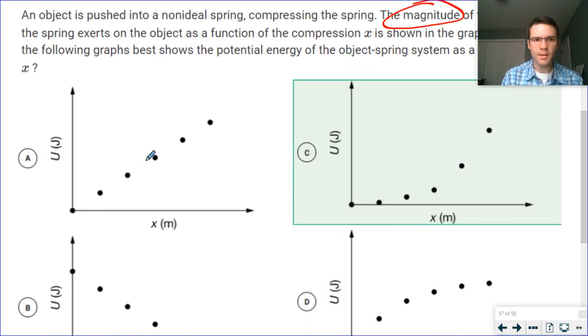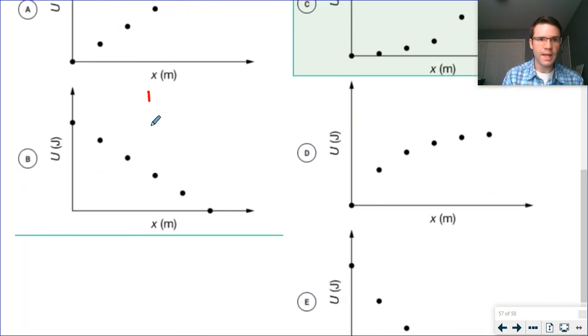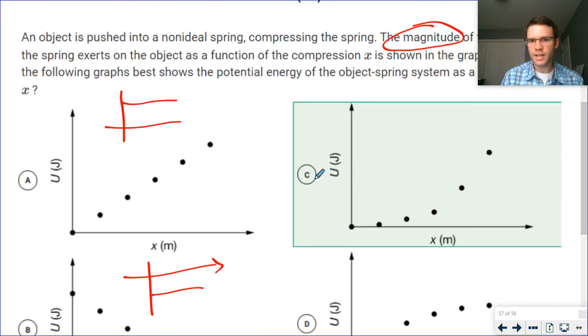Well, this one has the same slope the whole time. So this would be a constant force. The force function for this potential energy graph would look like this, just a straight line. So it's not that. The force function for this graph would be a negative one, and so it would look like this down here below our axes. And the correct answer is C here.